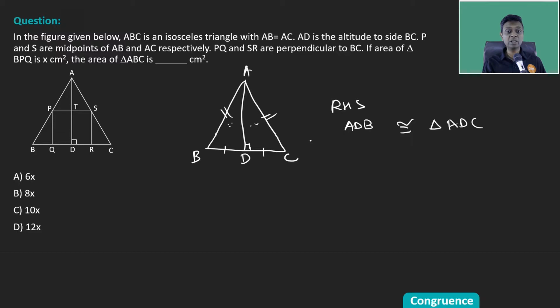P and S are midpoints of AB and AC respectively. So P and S are midpoints. So this should be equal to this. This should be equal to this. These two are equal. AB is equal to AC. So all four segments are equal. Right? A very interesting idea. All four segments are equal: BP, PA, AS, SC. All are equal. Right?